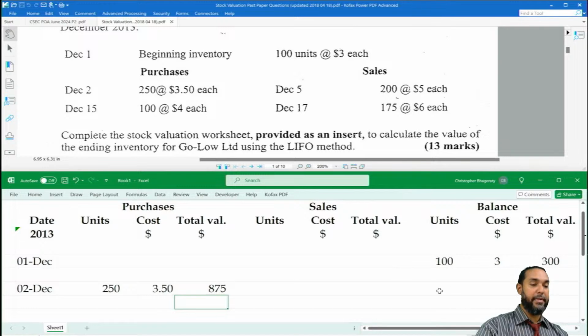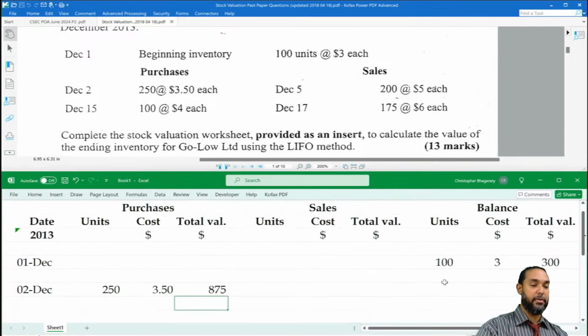So now at the end, you have 2 batches of stock. You have 100 at 3, which is of course 300. And you have the second batch, which was 250 at 3.50.